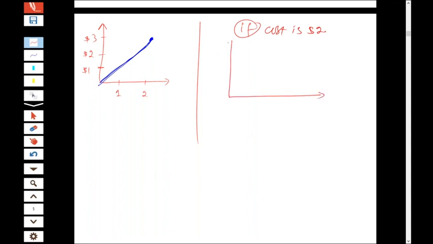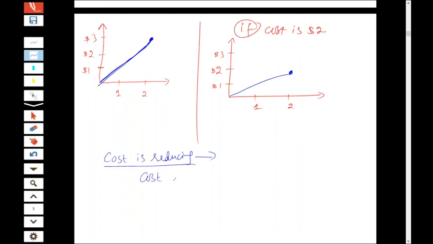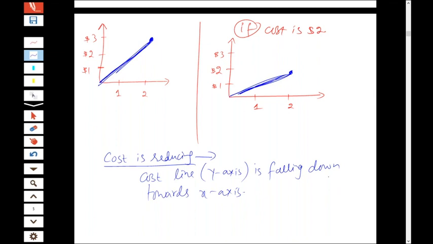Now, what if my cost is $2? I am using the same graph. That is 1 and that is 2, that is $1, that is $2, and that is $3. If I purchase 2 units at $2, my graph will look like this. See, when your cost is reducing, the cost line on the y-axis is falling down towards the x-axis. This is the slope line and it is falling from left to right towards the x-axis when your cost is reducing.